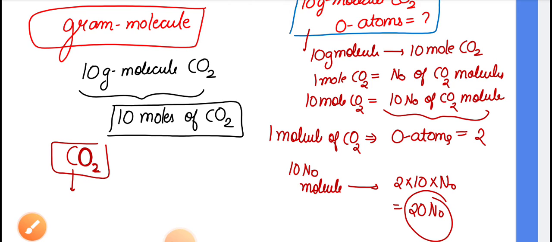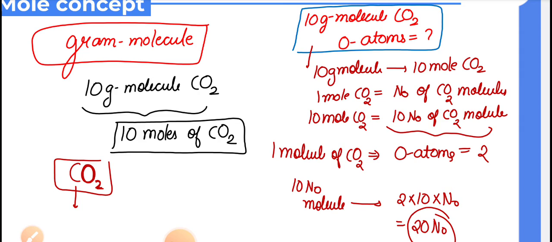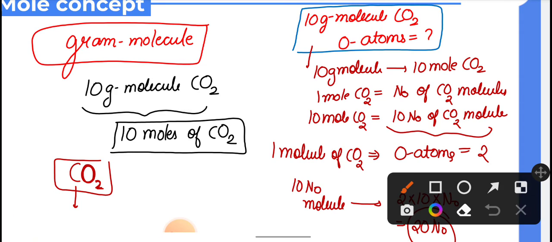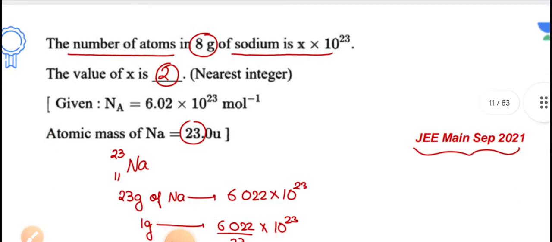In the same way, if 1 mole CO2 contains Avogadro number of CO2 molecules, 10 moles CO2 contains 10 into Avogadro number of CO2 molecules. First, let's see in 1 molecule of CO2 how many oxygen atoms are present. 2 atoms, right? In the question we are asked about 10 gram molecule, which we already derived is 10 into Avogadro number of CO2 molecules. So we will be getting 2 into 10 into Avogadro number, which is 20 into Avogadro number of oxygen atoms. So this is our answer. I hope everybody understood it in a very clear manner.